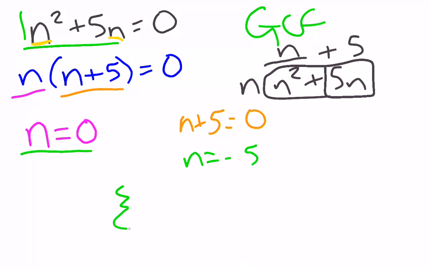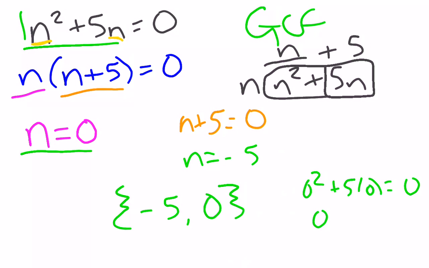So my two options are negative 5 or 0. And think about it. If I plug in 0 to my original equation, I would have 0 squared plus 5 times 0 equals 0. 0 squared is 0 plus 5 times 0 is 0. Does that equal 0? Yes. Okay, don't forget about your 0. When we talk about graphs next week, it will be very important.